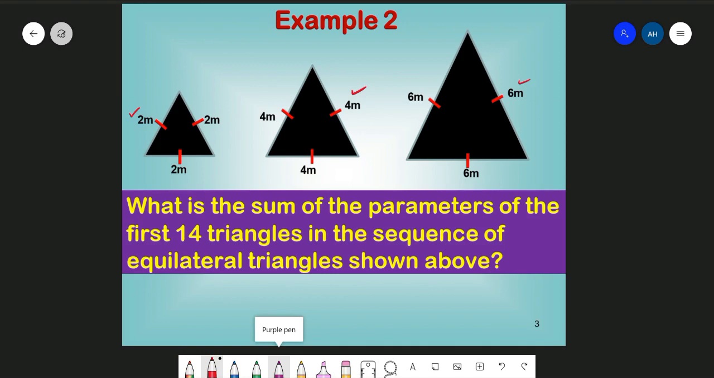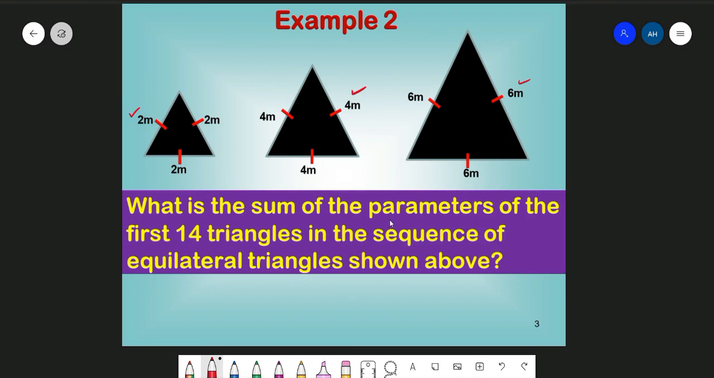So the problem is asking us to find the sum of the perimeters of the first 14 triangles in the sequence of equilateral triangles shown above. We want to find the sum of the perimeters, starting from the first triangle and adding the perimeters up to triangle number 14, following the same sequence like this.